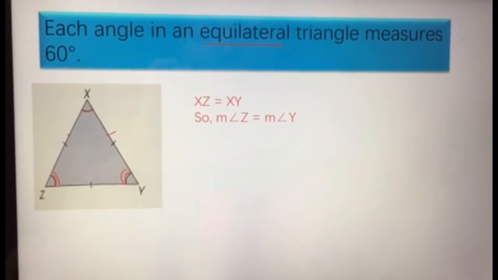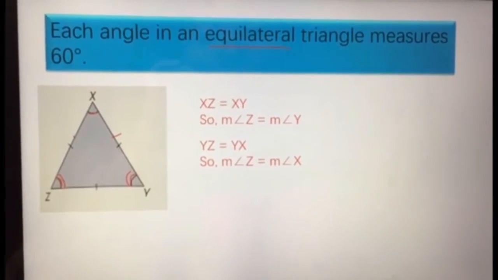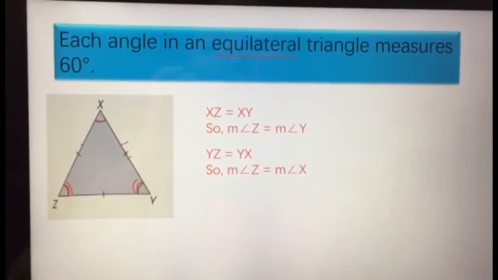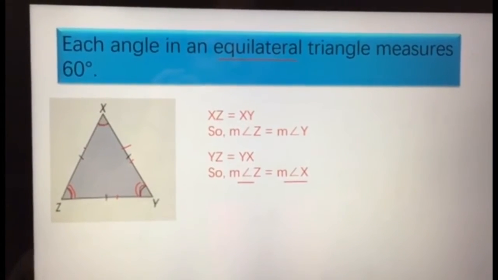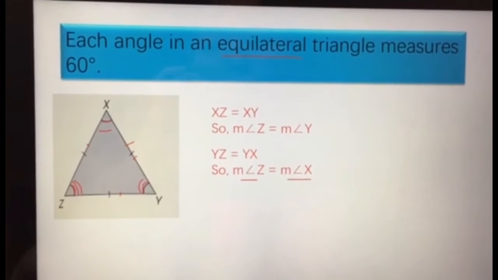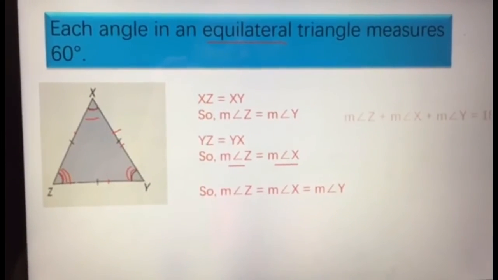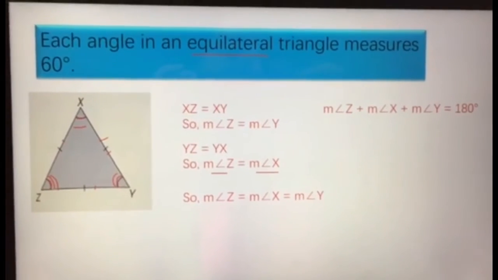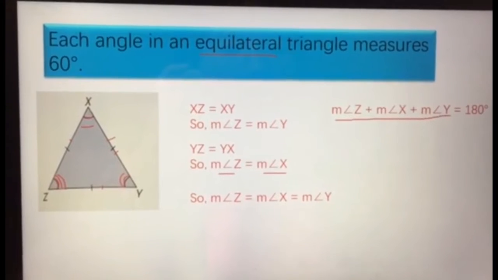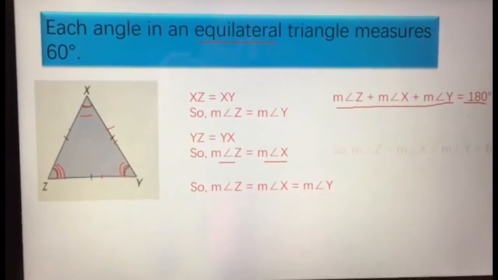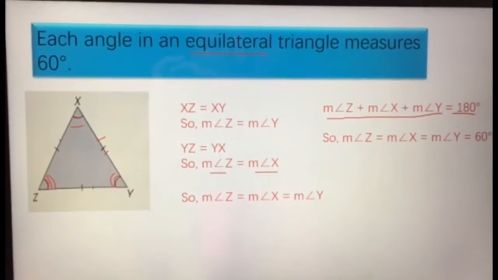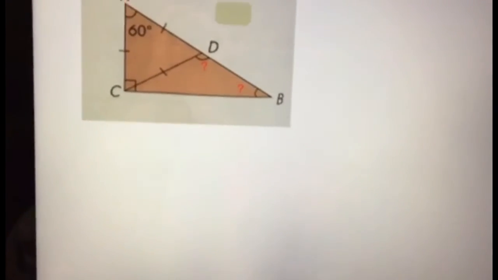And if we flip the triangle around, or if we look at it in a different way, XY and XZ are equal, then angle Z and angle X are equal too. Now we know that all three angles are equal. And since the sum of all these angle measures is 180 degrees, each angle has to be 60 degrees. All right, let's see how we can use it in a question.